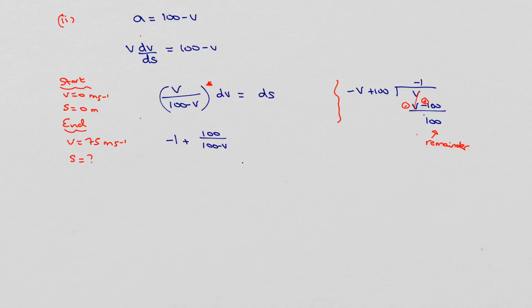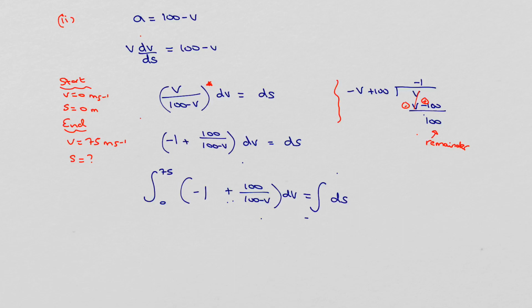where I can now separate that function out into something that is integratable. Okay, so now I have to put in my limits. So my upper limit for v is 75, my lower limit is 0. That's minus 1 plus 100 over 100 minus v. And then if I integrate ds, my upper limit is s, my lower limit is 0.